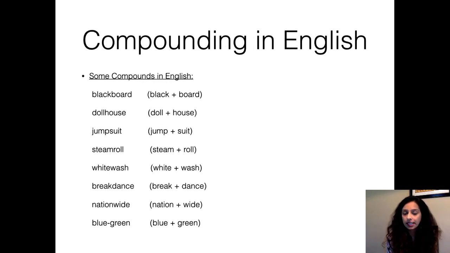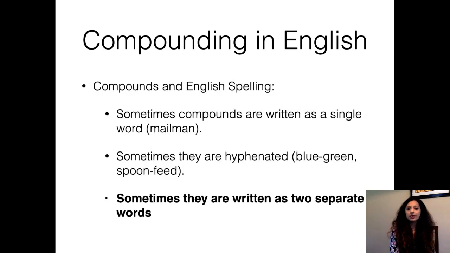So here are some examples of compounds in English. This is blackboard, dollhouse, jumpsuit, steamroll, whitewash, breakdance, nationwide, and blue-green. So here I have a note about compounding and spelling, and very often my students get confused about what is a compound. You can have compounds that are written as a single word, like mailman, but you can also have compounds that are hyphenated like blue-green and spoon-feed, etc. Sometimes compounds can also be written as two separate words.